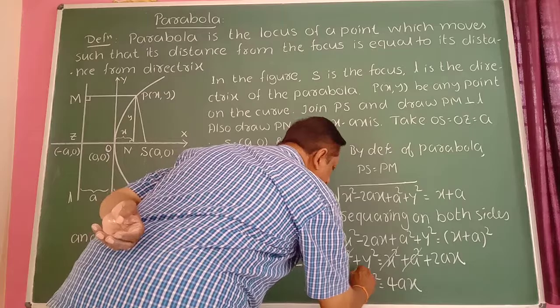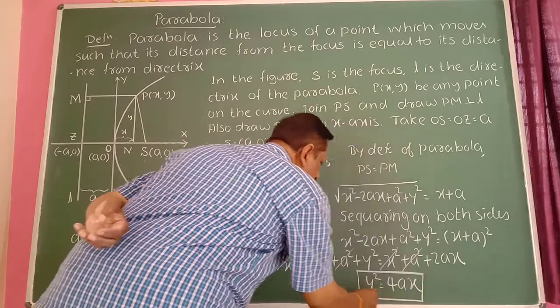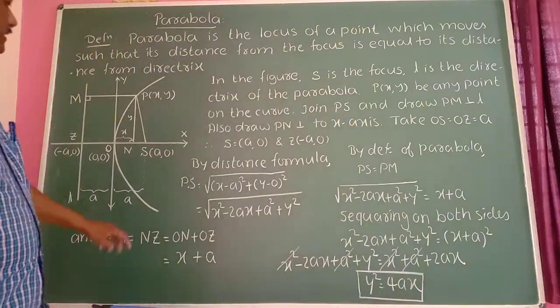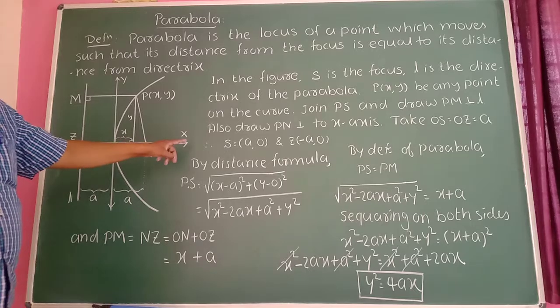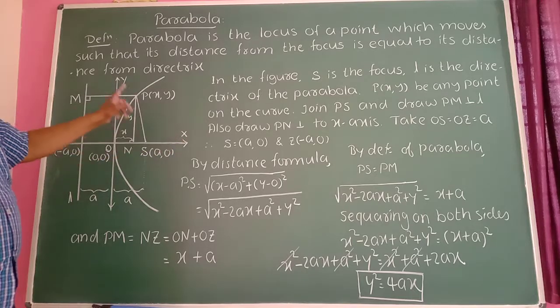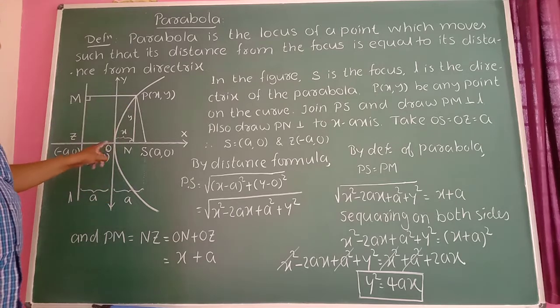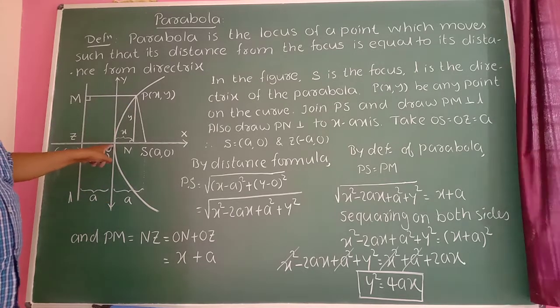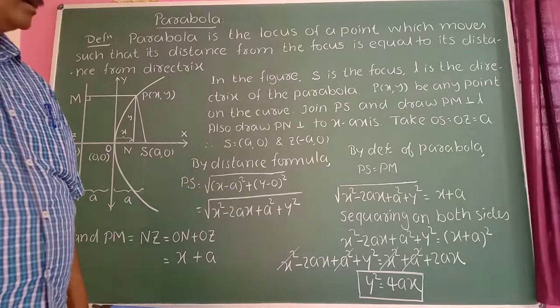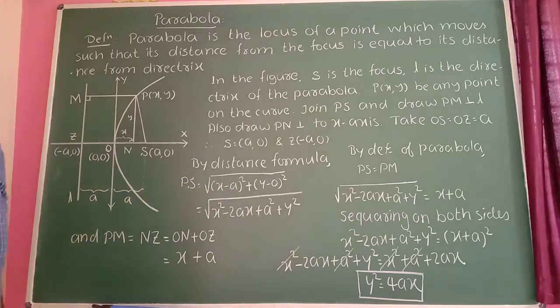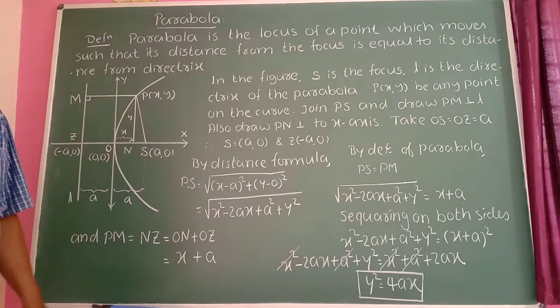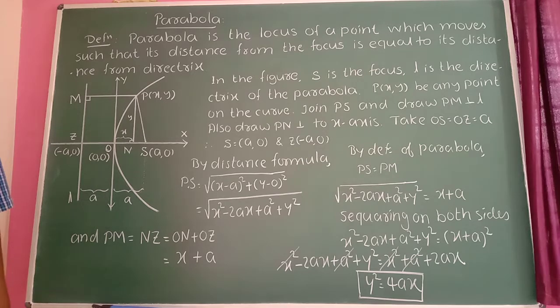So this is the equation of the parabola. Here the x-axis is the axis, and the y-axis is the tangent to this parabola at the origin. In this case, the equation of the parabola is y square is equal to 4ax. This derivation is very important. Remember it.